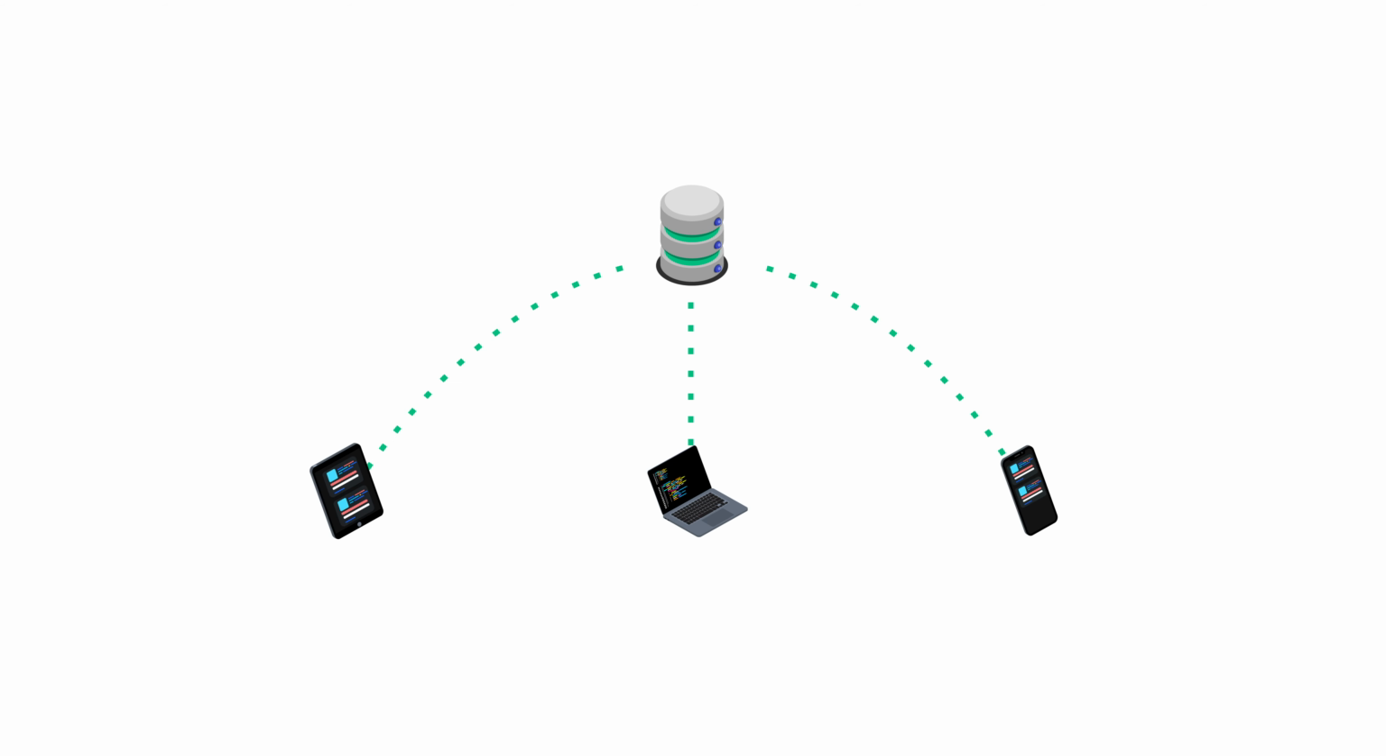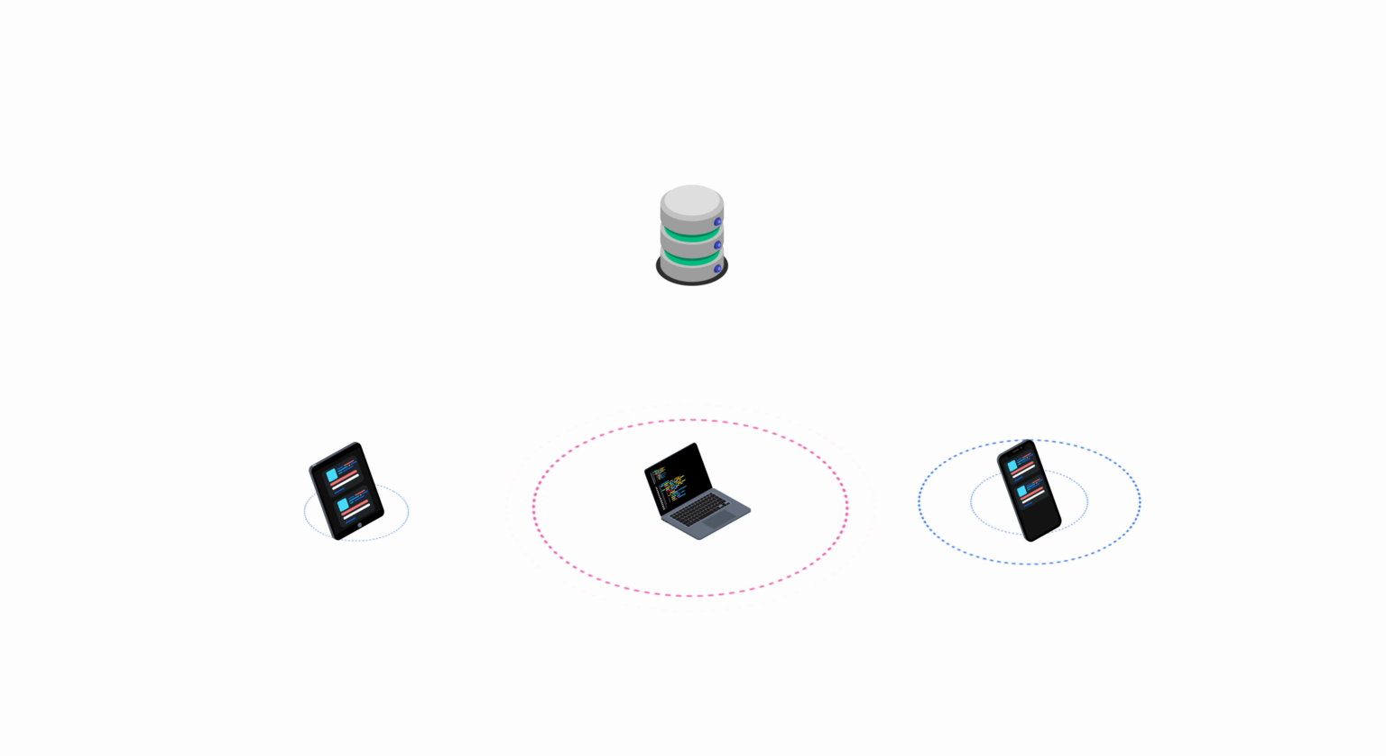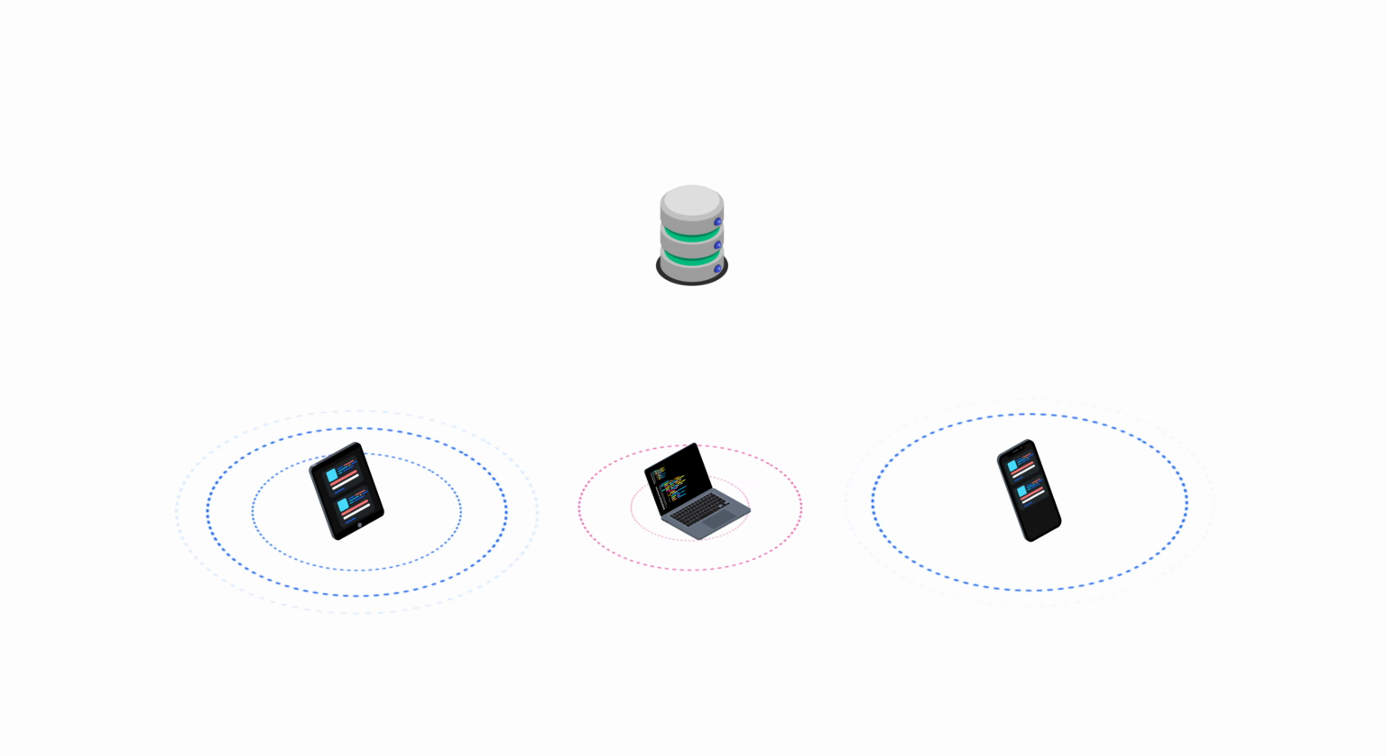You might wonder what happens when connections break. Ditto's SDK has automatic fallbacks if a connection technique is not available. For example, these 3 devices are connected to the cloud server. In the event this connection fails, devices will automatically try to connect to nearby peers using Bluetooth or Wi-Fi Direct and resume syncing.